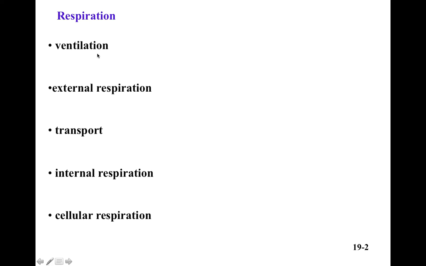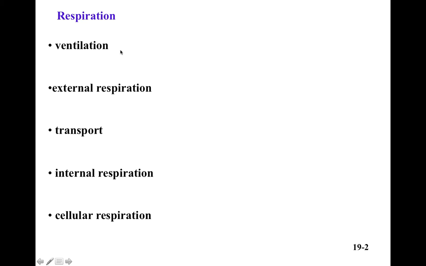Okay, so this is part one for respiratory system. Respiration is the process of getting air from the outside of the body and delivering it to the cells, and then taking those gases from the cells and delivering it back to the outside of the body. And there's 5 parts to it.